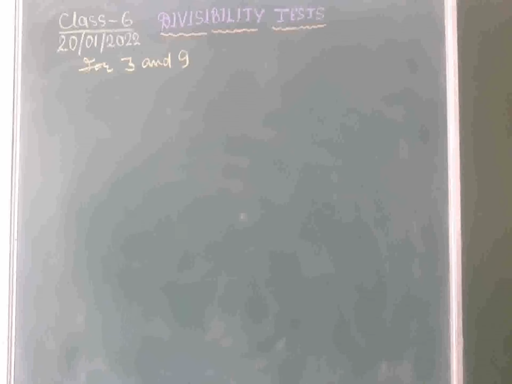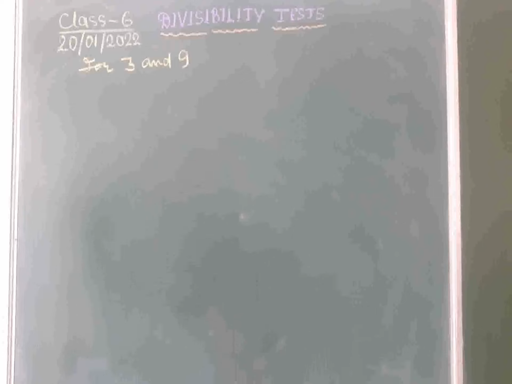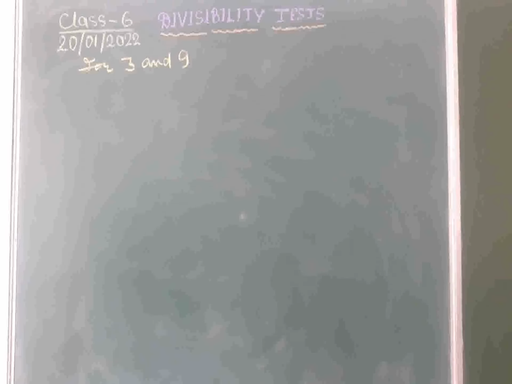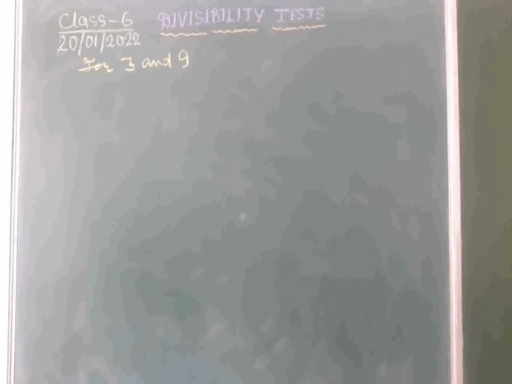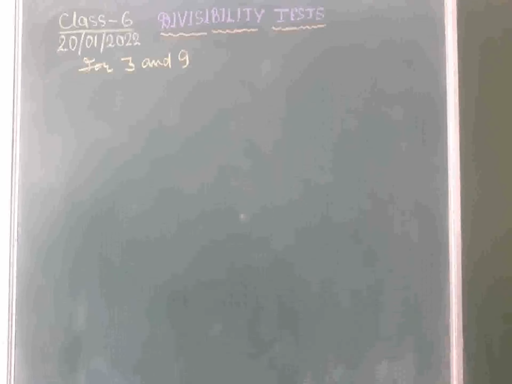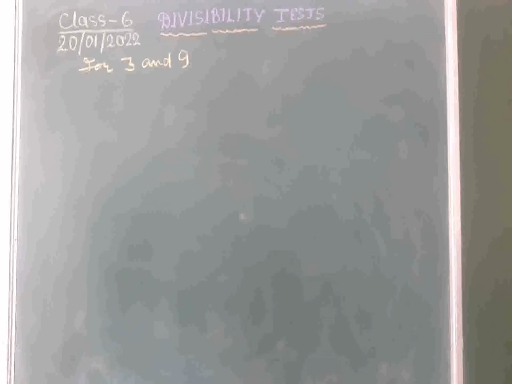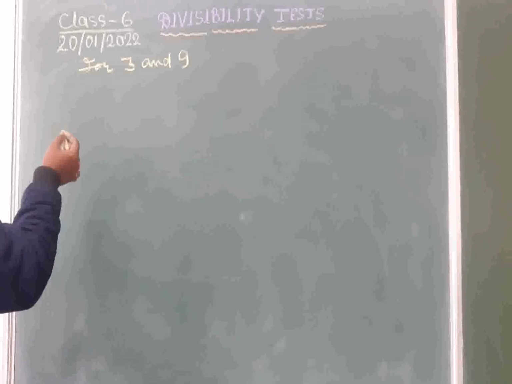So for 3 and 9, again, just like 2, 5 and 10, we have to check the one's place digit. Same rules for 3 and 9. If the sum of the digits of a number is a multiple of, or divisible by, 3 or 9, that number is exactly divisible by 3 or 9. So for that, we just have to take some numbers. Right?